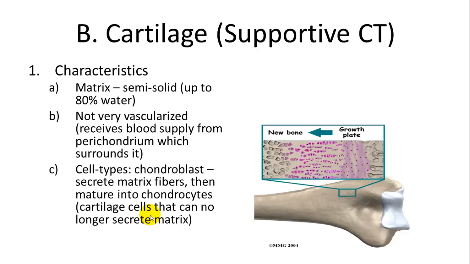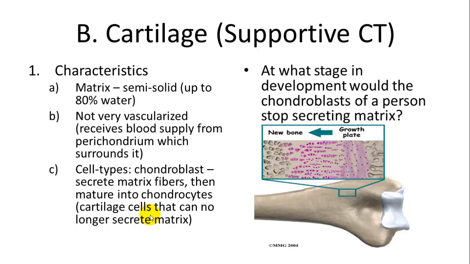The cell types it has are called chondroblasts. These secrete the matrix fibers. They mature then into chondrocytes, which are mature cartilage cells that no longer secrete matrix. Okay. And so the answer to this question, at what stage in development would the chondroblast of a person stop secreting matrix? Well, once you become an adult, in the growth plate, cartilage is no longer made, so you wouldn't have any chondroblasts after you stopped growing.